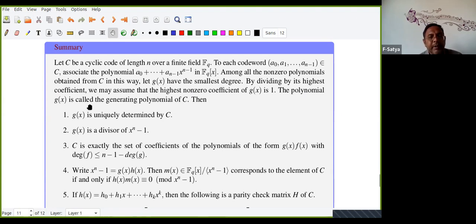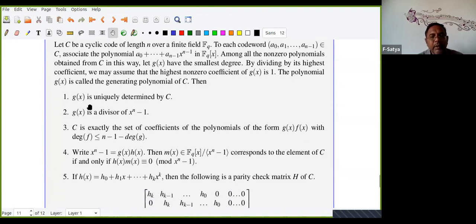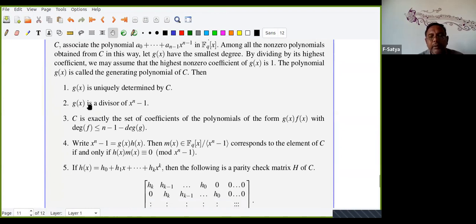First thing, g(x) is a divisor of x^n minus 1. C is exactly the set of coefficients of the polynomials of the form g(x) times f(x), with degree of f less than or equal to n minus 1 minus degree of g. If you write x^n minus 1 equal to g(x) h(x), then m(x) corresponds to an element of C if and only if h(x) m(x) equals 0, right?